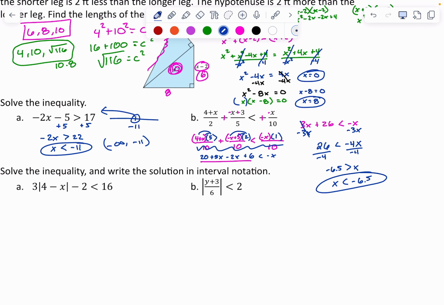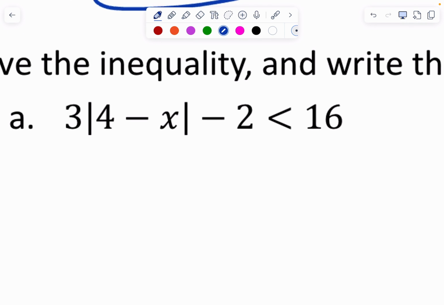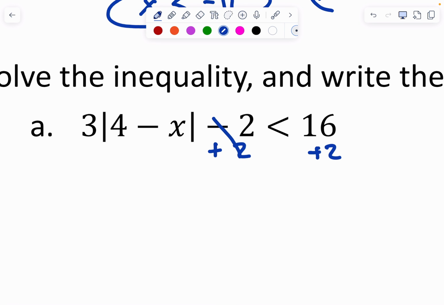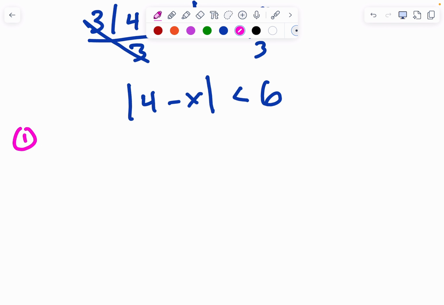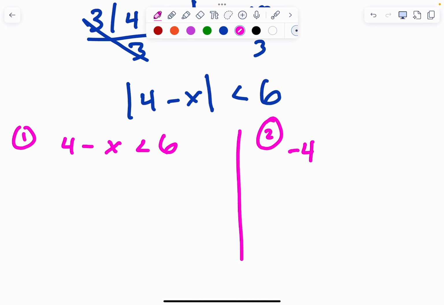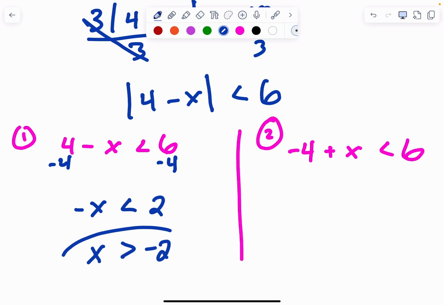All right, now what do we do if they have absolute values in there? Move the stuff, isolate the absolute value, but then we have two cases, right? Add the 2: 3 times the absolute value of 4 minus x is less than 18. Divide by 3, so he goes away. Absolute value of 4 minus x is less than 6. Now I do my two cases. 4 minus x is less than 6. What do you want your second case to look like? Negative 4 plus x is less than 6, so you don't have to flip your sign at all. I'm going to subtract the 4. Negative x is less than 2. And divide by a negative, so x is greater than negative 2. There's one answer.